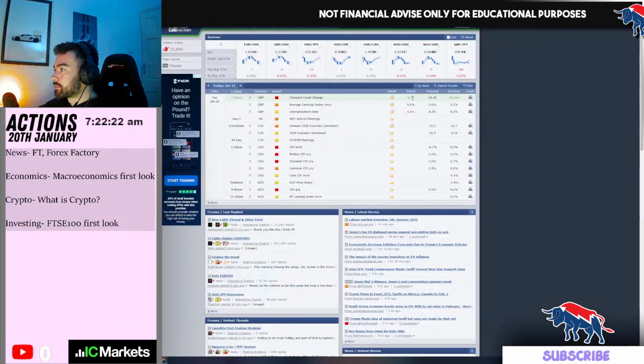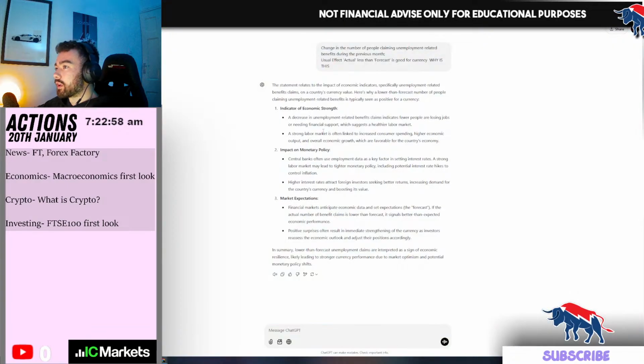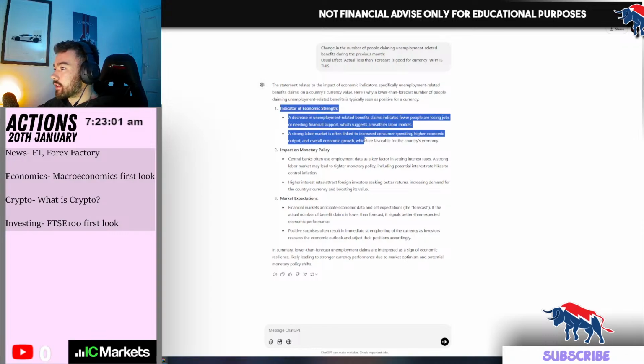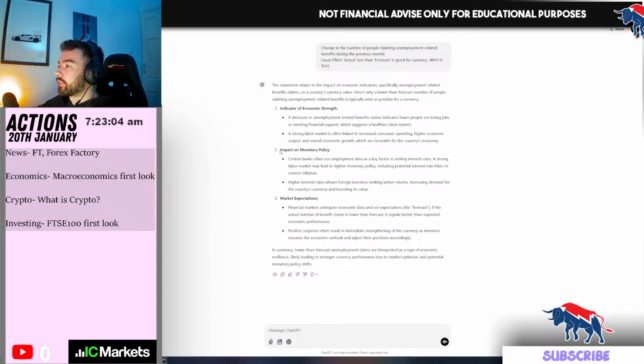So obviously, as we expected, the actual was better than the forecast in terms of claimant count change. And again, just to reiterate, the claimant count change is the difference of people going on to unemployment benefits. They expected a large amount, 10,000 people, but it's actually only 0.7, which is good for the economy. It shows that the economy isn't as bad as they expected, which then gives it a robustness. We just discussed here. It gives a good indicator of economic strength. It means the central banks.